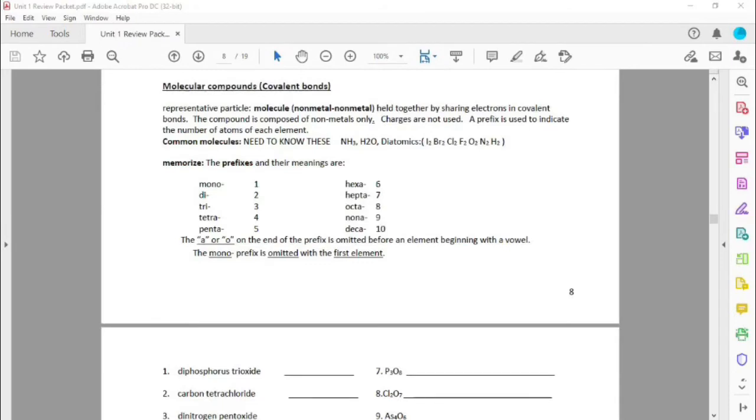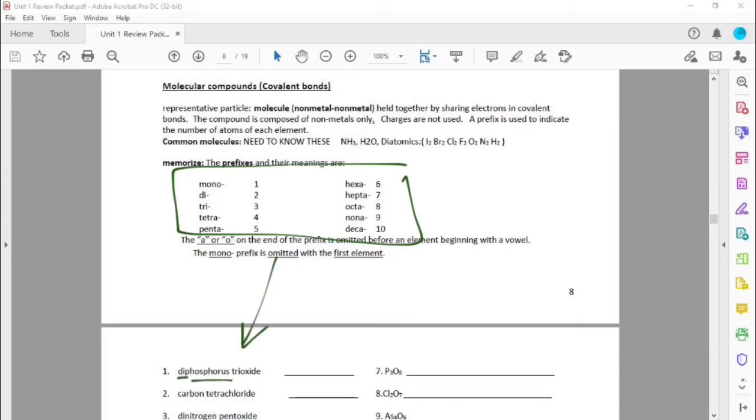Now, molecular or covalent compounds tend to be easier to name. It's a little bit more work to put into it, but it's a lot more predictable. So we use these prefixes that you see here on this page in order to describe how many of each element we have in a compound.